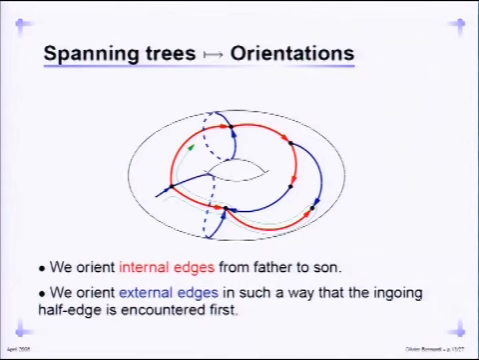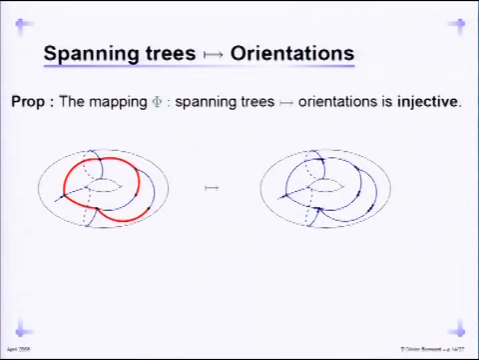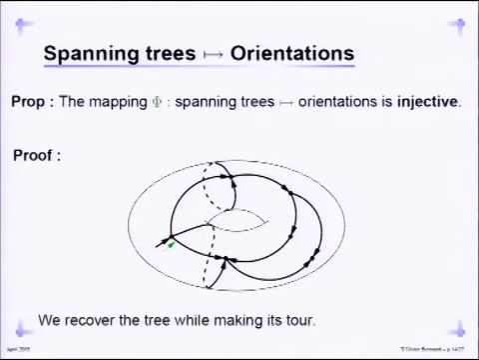And one nice thing, at least about this definition, is that this mapping is injective. That is, if I am given the orientation, I am able to reconstruct the tree. So how can I do that? Well, it is quite easy, because I have stated that for external edges, I encounter first the ingoing half edge. And this is the contrary for internal edges: I encounter first the outgoing half edge. So I will be able to start making the tour of the tree, and each time I encounter an edge, decide whether it is internal or external.